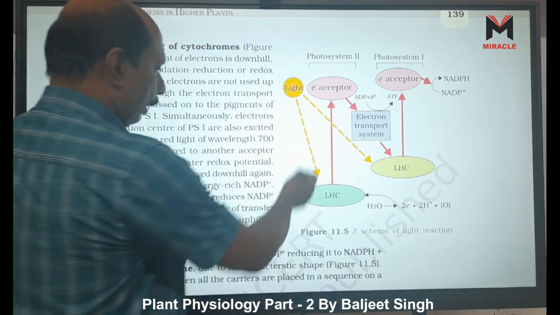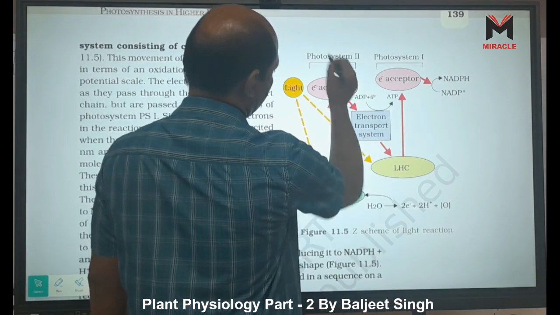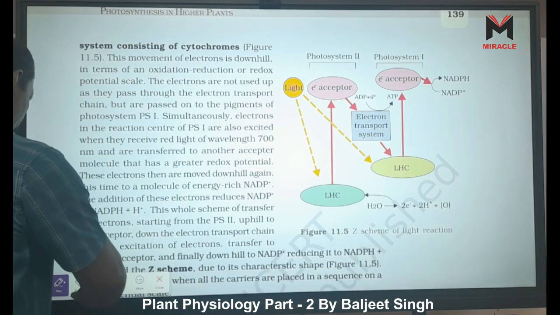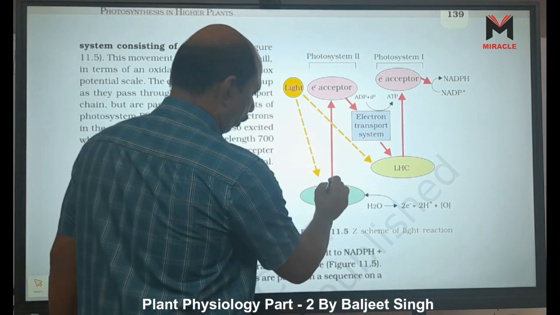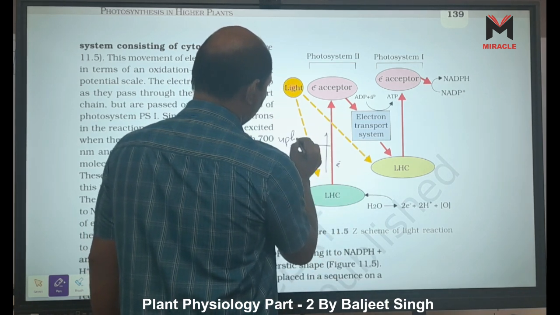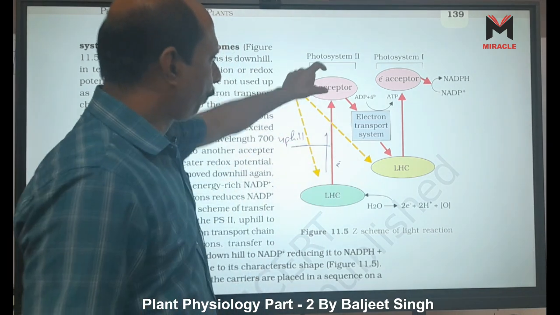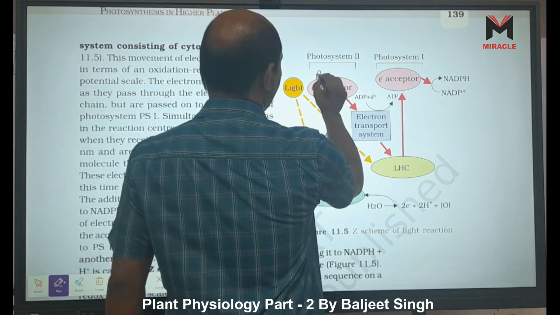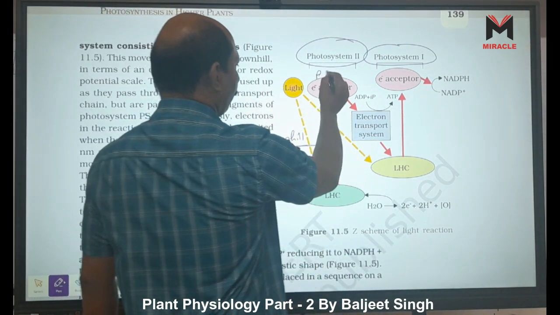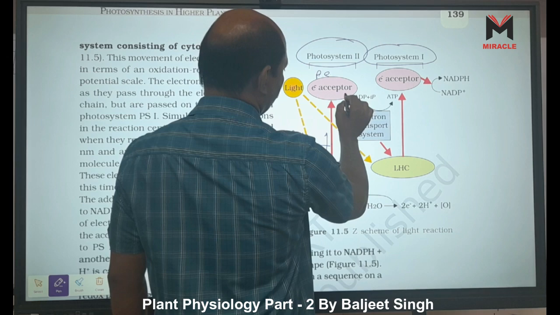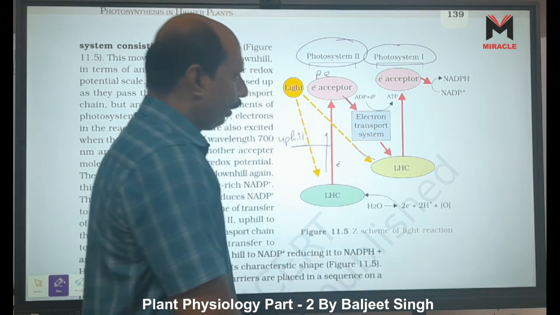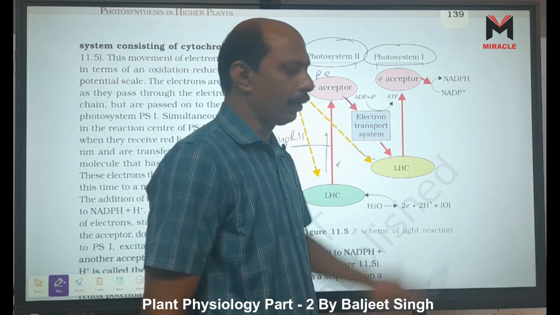What happens here? Sunlight is absorbed. Now the electron jumps from its orbit. This is the uphill process, because it jumped. Now it goes to the primary acceptor. Look here, photosystem II and photosystem I are given here. From the primary electron acceptor, it comes to the electron transport chain. This is the electron transport chain, right? In the electron transport chain, what happens? ADP is converted to ATP.